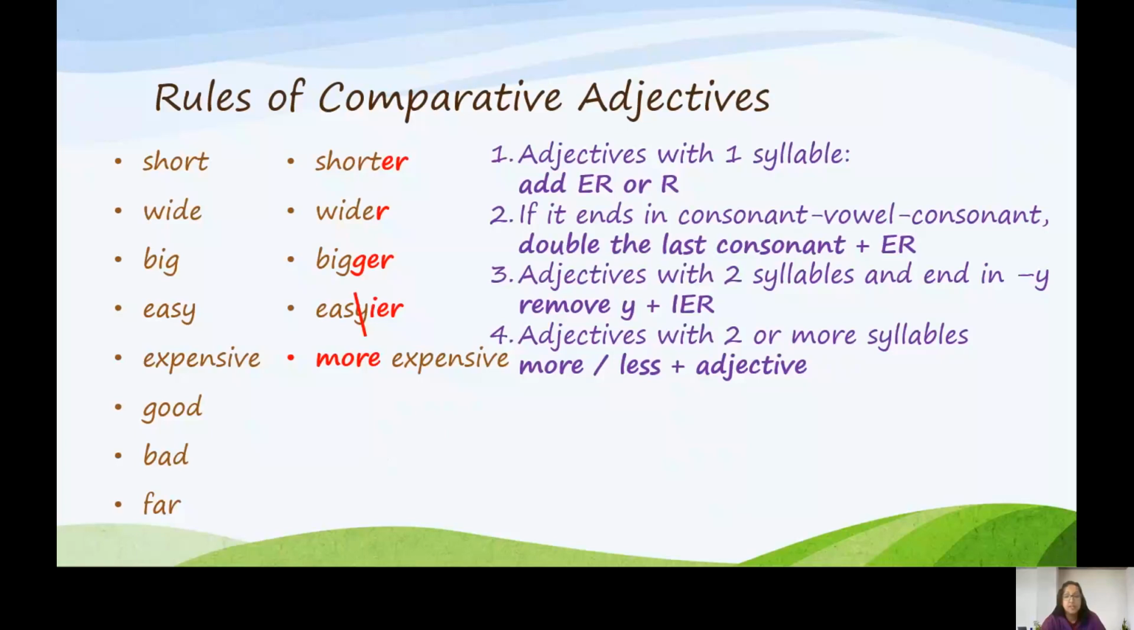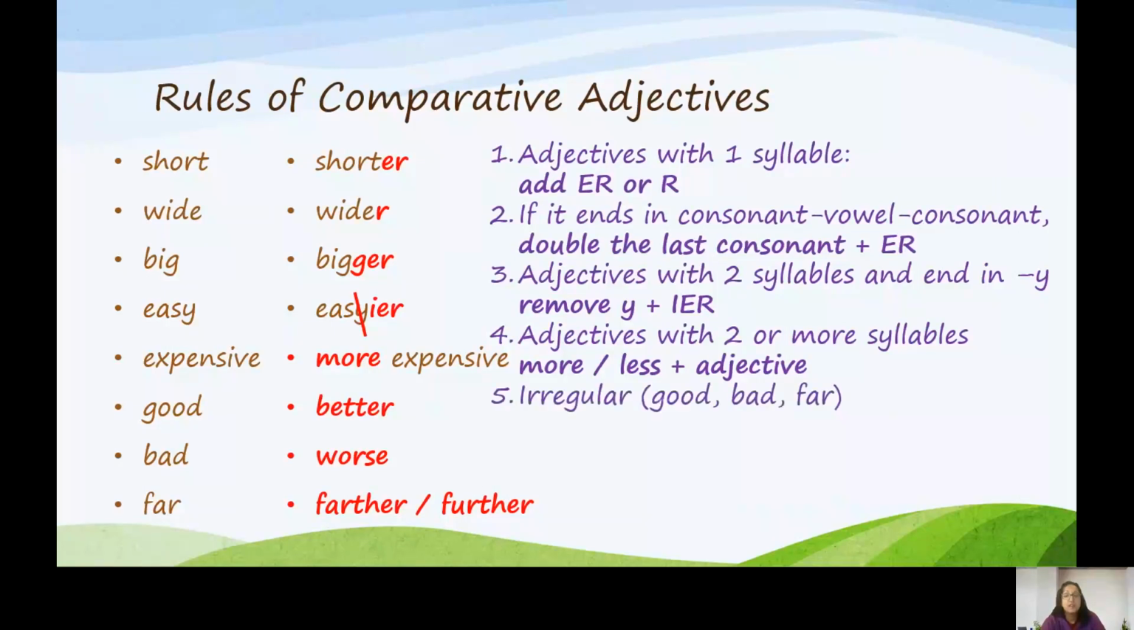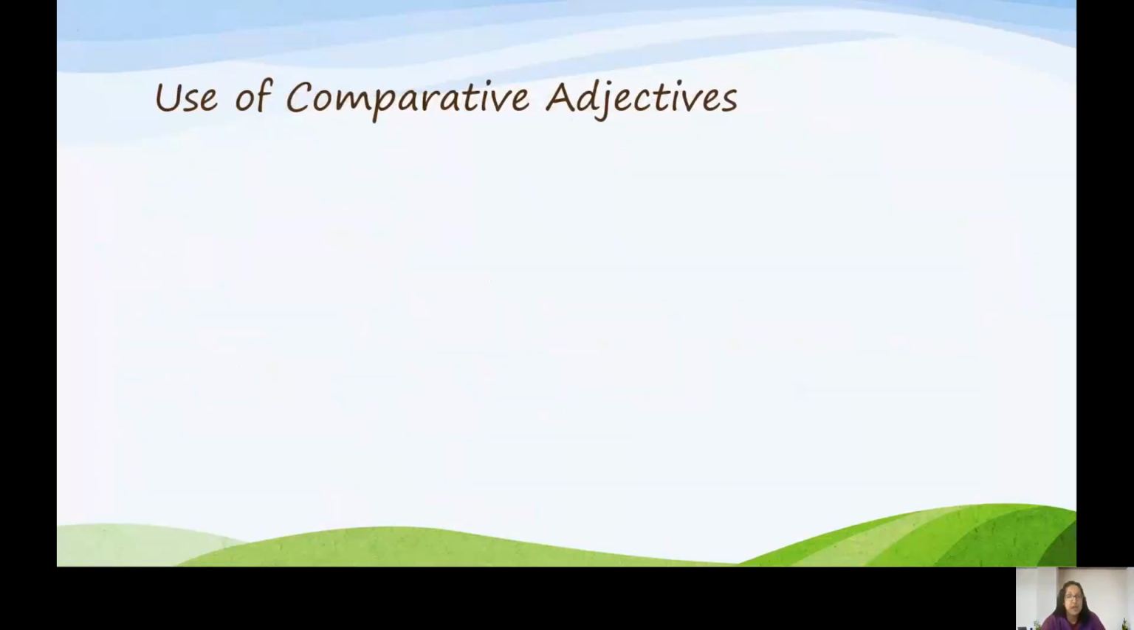Good, bad, and far become better, worse, farther, or further. These three are irregular adjectives. The good news is there are only three irregular adjectives to learn. Let's talk about using them now.